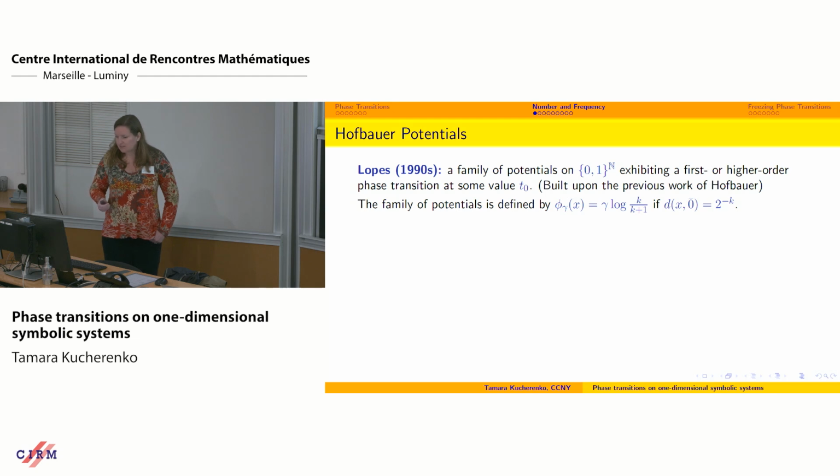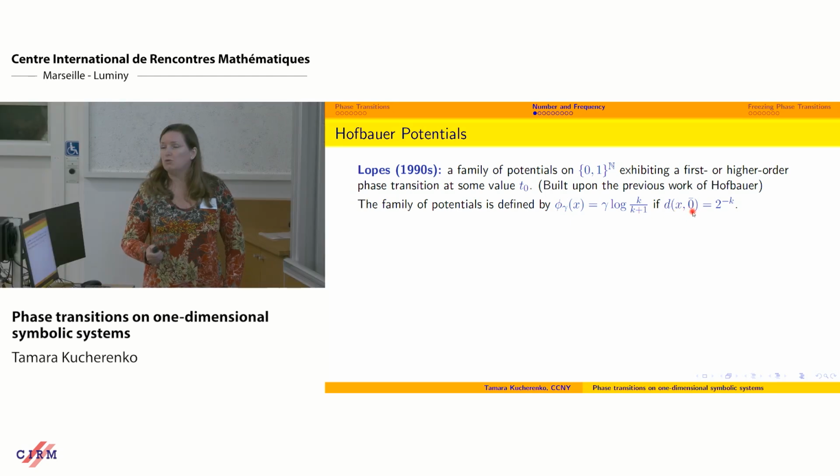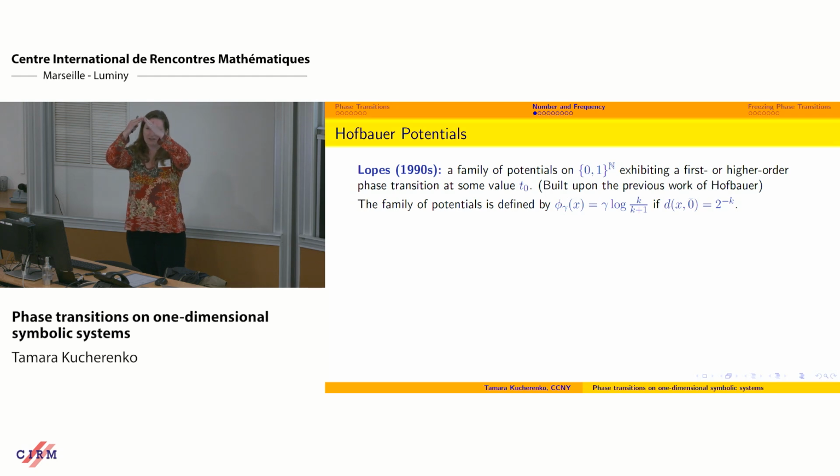The exact definition is really not important here, but what happens is this. This is the point in the shift, the sequence of all zeros. You look at the distance from your x to the point of all zeros, and you define a potential depending on this distance. So when x is 0, your potential is just 0. And when x starts to go away from 0, your potential starts to decay. It kind of looks like that. It is 0 at 0, and then it goes down.